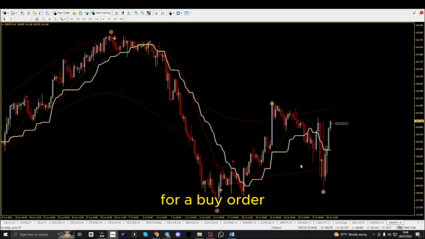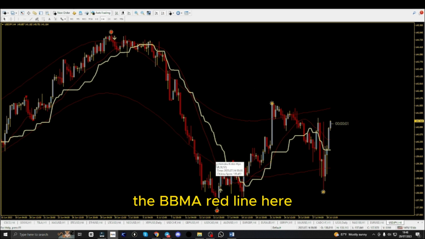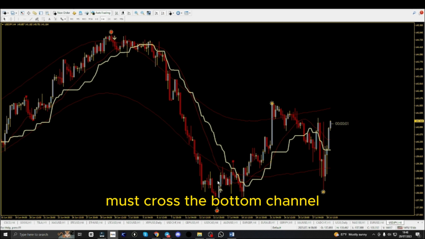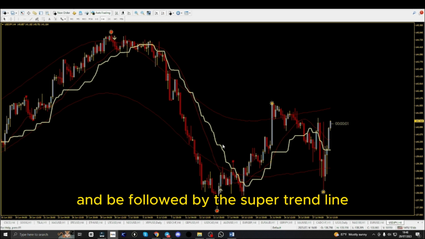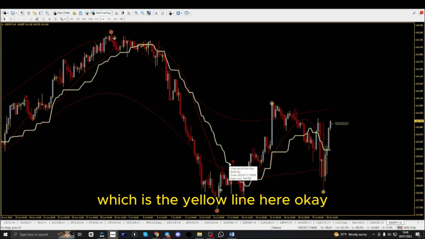For a buy order, and by the way, this one is USD JPY on 4-hour time frame. For a buy order, the BBMA red line here must cross the bottom channel and be followed by the super trend line, which is the yellow line here.